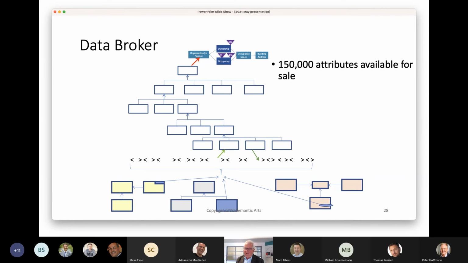They're missing their revenue targets, etc. So we built them an enterprise ontology that had far less than 500 concepts that covered pretty much everything they had for sale here. It really wasn't that complex. It was not 150,000 unique things.